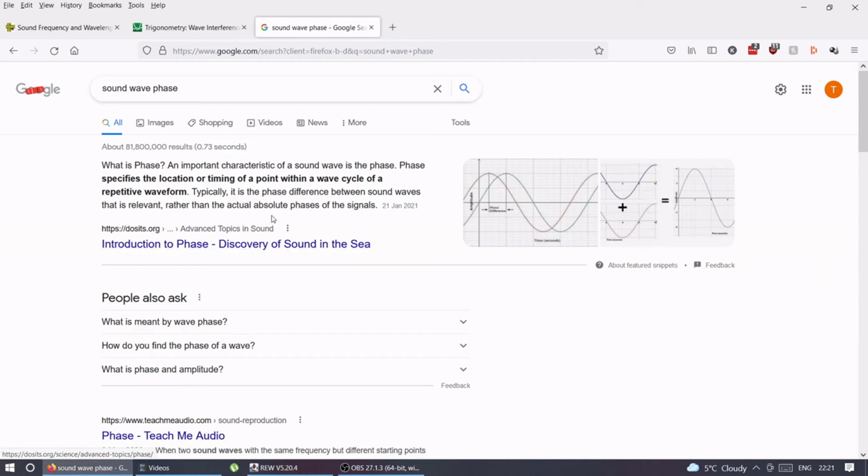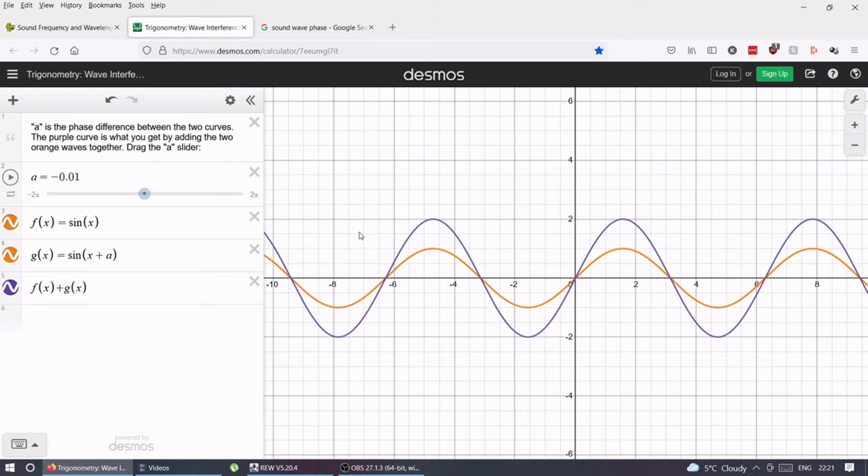What is phase? No, I'm not gonna go there. Basically, phase is a relationship between two signals. So in our case, if we look at a car, it's a relationship between speakers or between sound waves that are coming from a single speaker. Okay, so let's look at this.